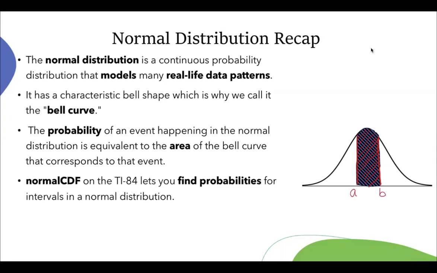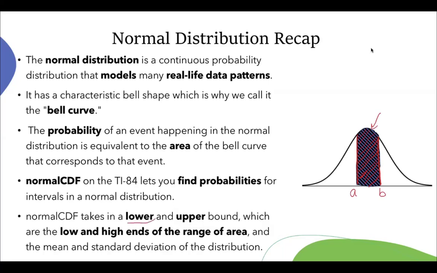Normal CDF is our calculator function that helps us find the area corresponding to a shaded in portion of the bell curve, and it's always a value between 0 and 1. It takes four numbers. The first of the four is called the lower bound. That's always the leftmost bound of your shaded area. And then the other number is the upper bound. That is the rightmost bound of your shaded area. So we have lower and upper.